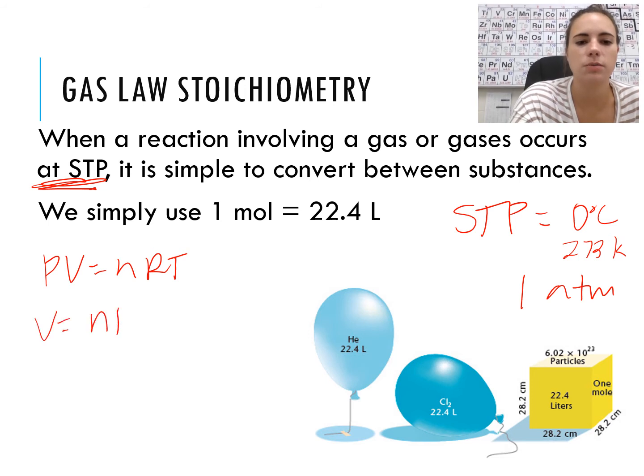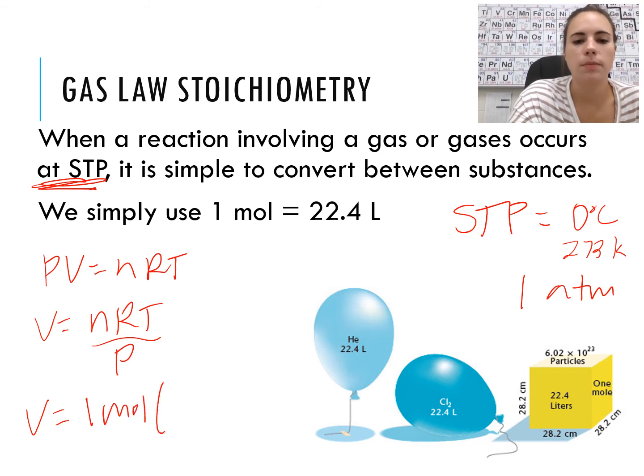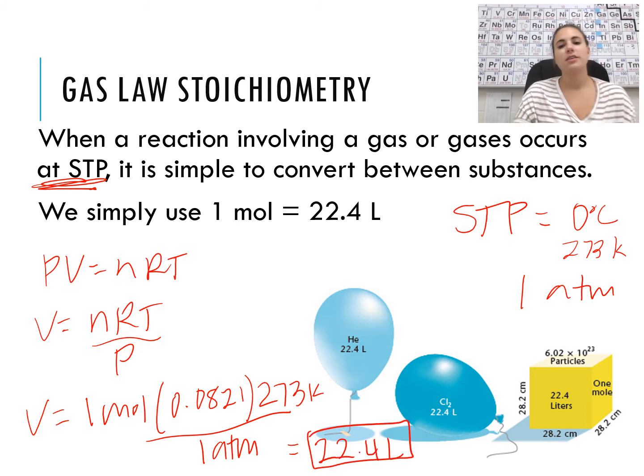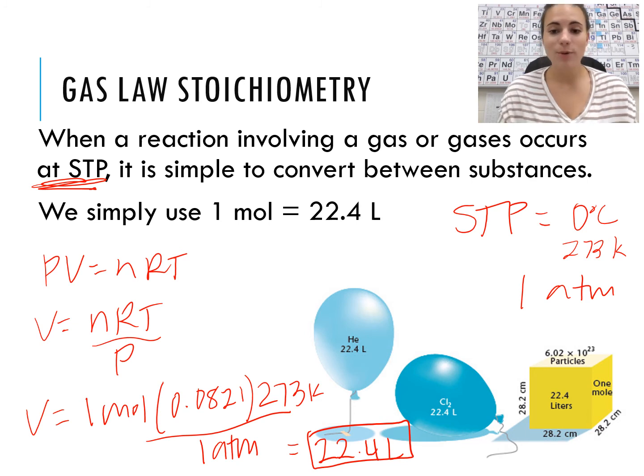So volume is equal to moles, ideal gas constant times temperature over pressure. So what is the volume if I have 1 mole and I'm at standard temperature and pressure, so 273 Kelvin and 1 atm? Well, if you do this math in your calculator, you're going to get 22.4 liters. So the 1 mole equal 22.4 liters just comes from the ideal gas law.